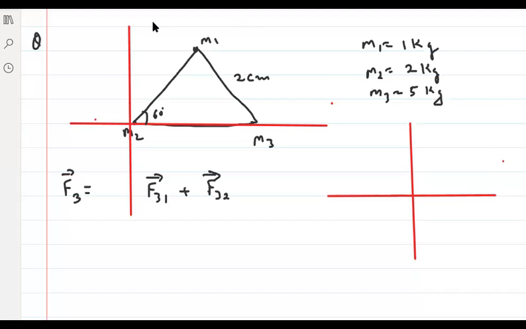Now think about it. When you talk about this object M3, due to M1, the force is in this direction, yes or no? Agree? This is the direction of force. So this is the direction of force, F3, 1. Yes or no? Tell me, guys. Step by step. Because it is attractive force.